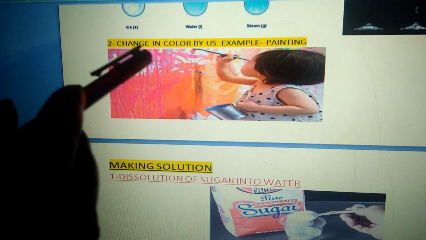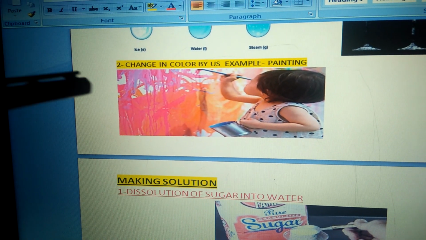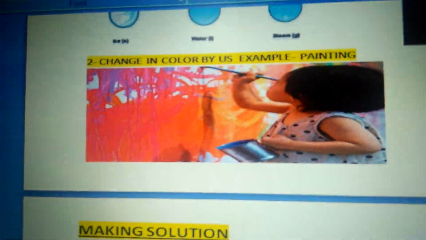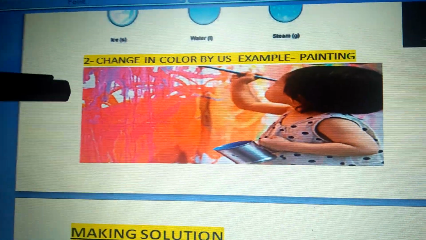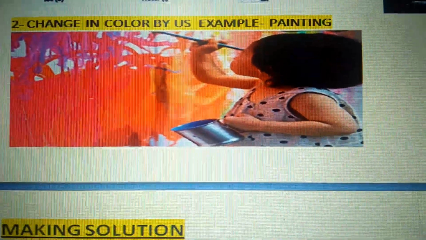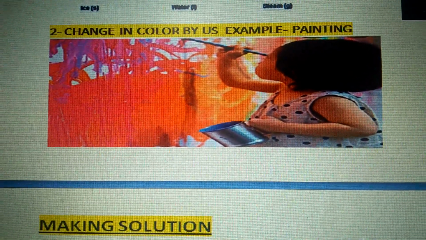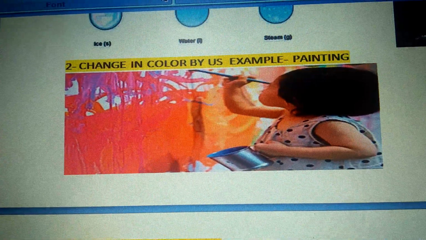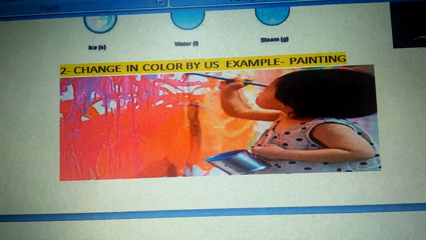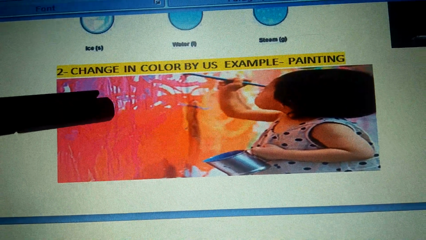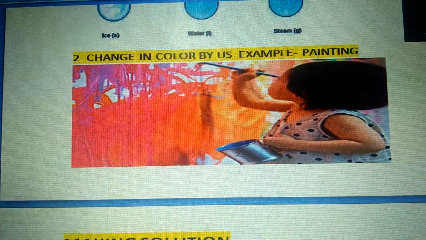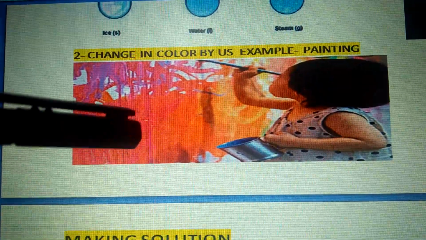Now the second change is change in color. Here you know that natural change of color is a chemical change, but when we paint any wall or any drawing sheet or any furniture, grill, gate, etc. into a different color, this type of coloring or painting or change in color is a physical change which is done by us human beings.